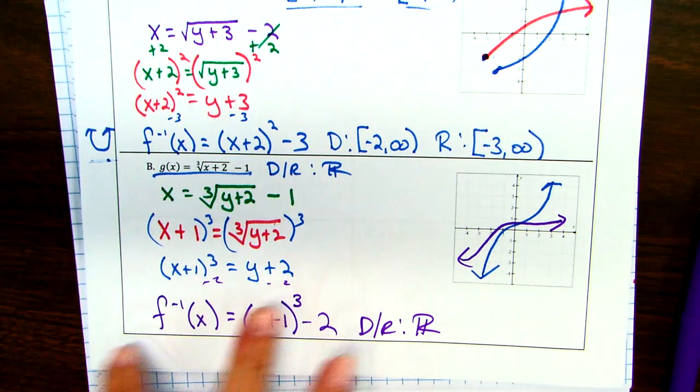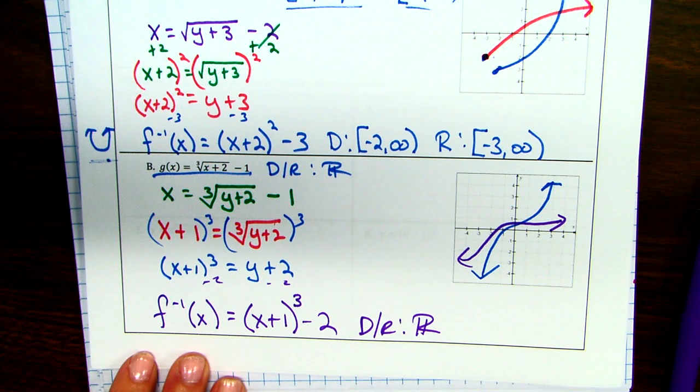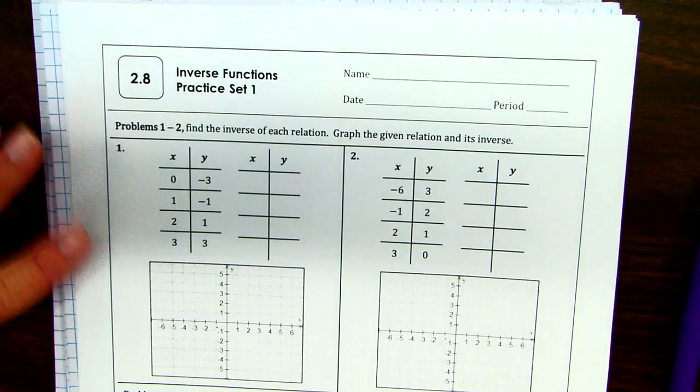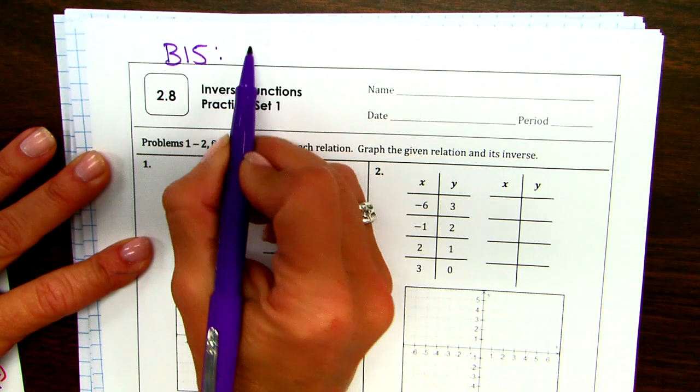Today you will have to find domain and ranges on some, but you can use your graphing calculator if you need to. You can't really see it. Okay? So find your practice set. Number 1.